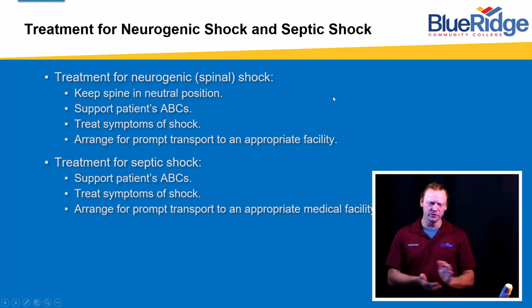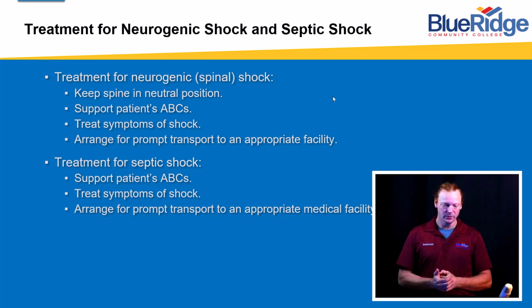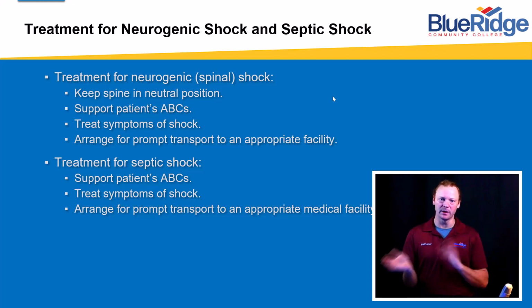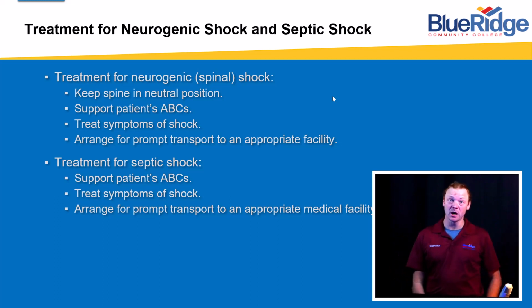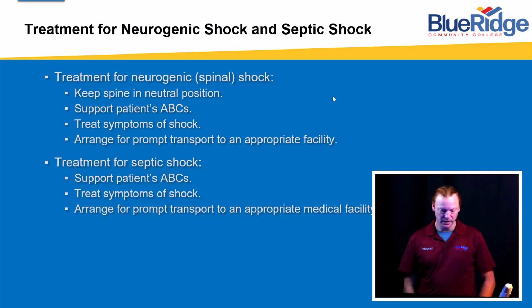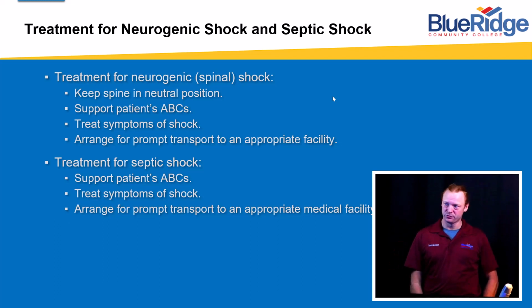Treatment for neurogenic shock: we want to keep the spine in a neutral position. When we're moving the patient, we want to be careful to support the head and neck. We don't want it flopping around, causing more injury. Always support the ABCs. Treat for our signs and symptoms of shock, temperature management, and then arrange for prompt transport. Septic shock, same thing: ABCs, treat for shock, keep temperature regulated, prompt transport.